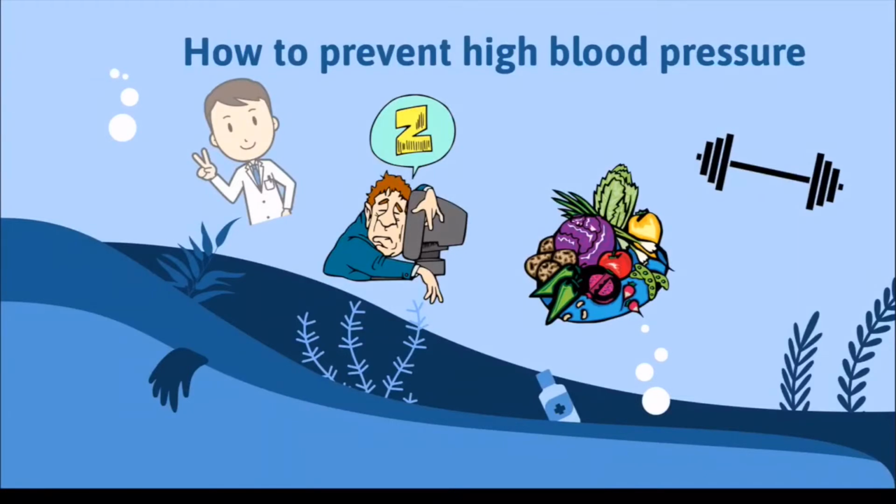Now, how are we going to prevent this high blood pressure? I know that many of these things can be hard for those who are living in deprived neighborhoods, but they do have to make an effort to live a healthy lifestyle. The first thing that you can do is just to see your physician yearly. The yearly checkups can really make a difference.